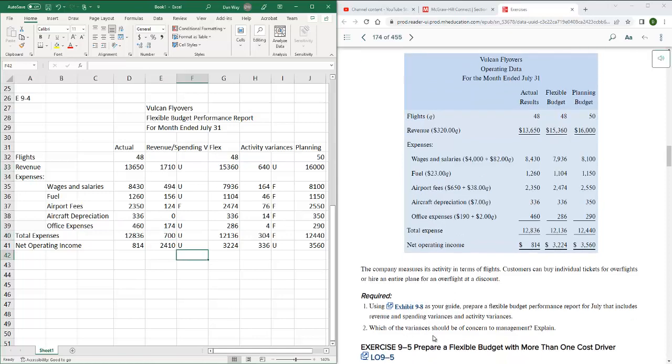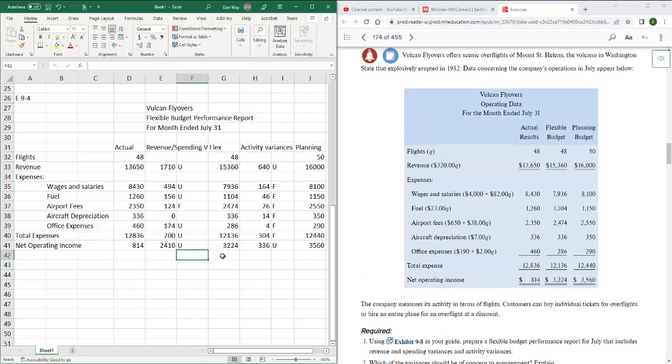Okay, part 2 there said which of the variances should be of concern to management, explain. There's no 100% right or wrong answer here. One thing we'd look at, if we start with the activity variances, we know what that's really all about, right? We know that we served fewer flights than we expected to. So I don't want to say the activity variances are never of concern, but it's really the activity that drives that, right? Why did we service fewer flights than expected? It's not an enormous difference. In fact, in this case, it's somewhat immaterial, but just something for us to think about.